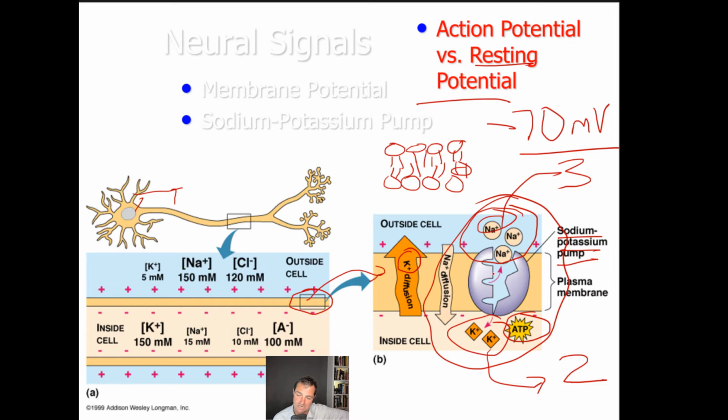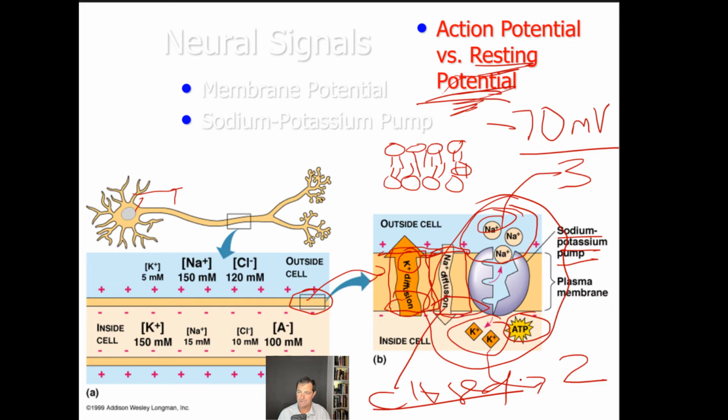Now, in addition to the sodium-potassium pump, you have these channel proteins that can open and close, that can be sensitive to letting sodium or potassium move through the cell also. And what we find is that the sodium one in the resting potential is usually closed, and the potassium one is a little bit leaky, so some of the potassium can leak out.